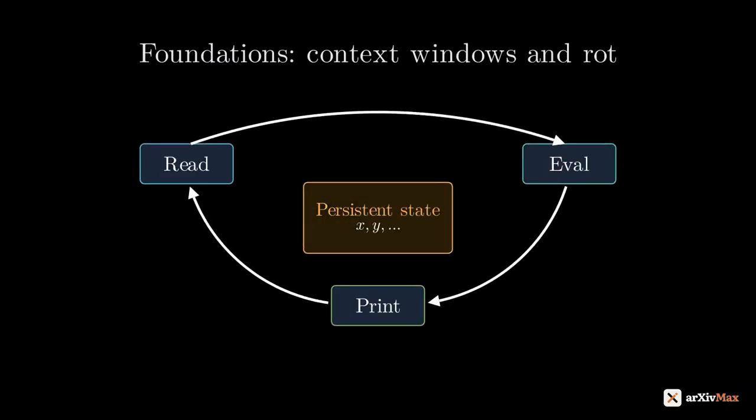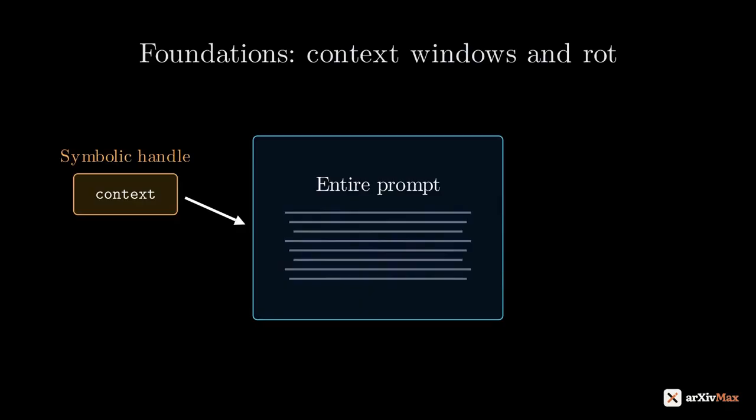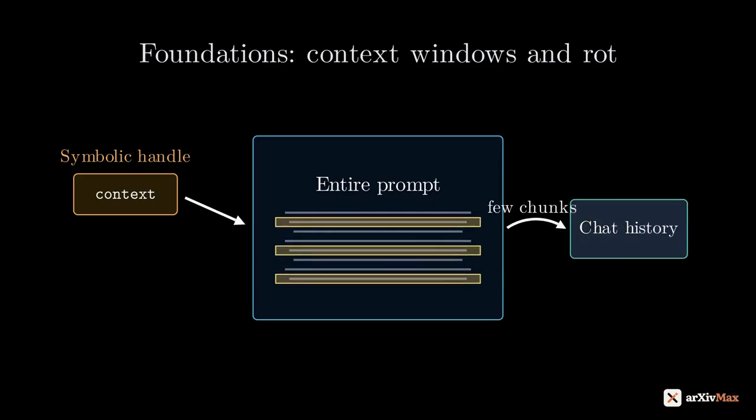A REPL, or read-eval-print loop, is an interactive programming environment where commands execute and print results. Python's interpreter is a familiar example. A symbolic handle is a variable name standing for a large object, so the model can refer to the prompt without reading it all. This is stronger than retrieval-augmented generation, which pastes a few retrieved chunks into the prompt. Here, the entire prompt stays outside the model as a first-class object.